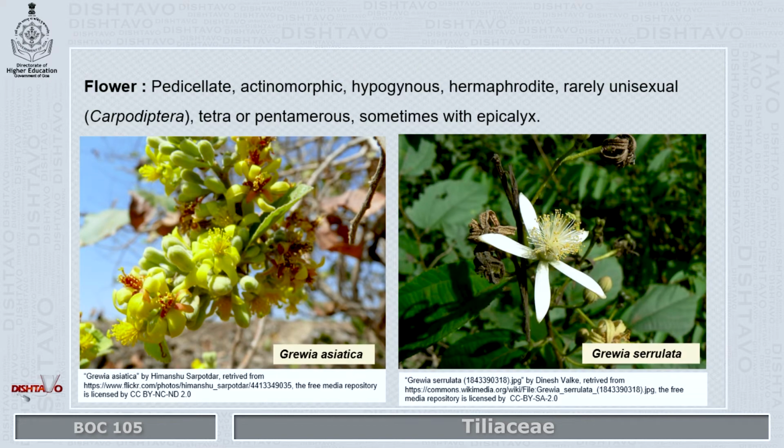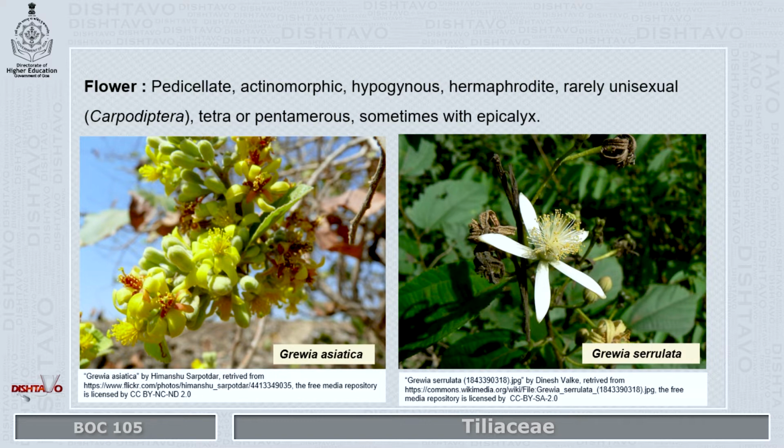So moving forward to the flower part. So flower pedicellate, that is it is having a stalk. Actinomorphic, that is flowers can be divided into 2 equal halves along any plane. Then hypogynous means perianth, that is sepals and petals, and stamens, they are all attached to the receptacle below the gynoecium. Then it is hermaphrodite, that is male and female reproductive organs are within the same flower. It is rarely unisexual. An example of unisexual flower is Carpodiptera.